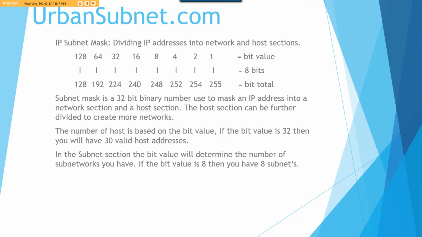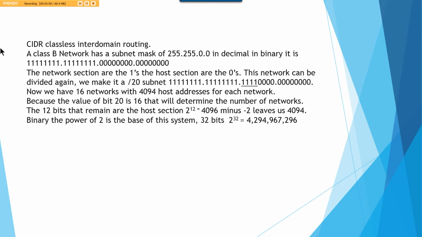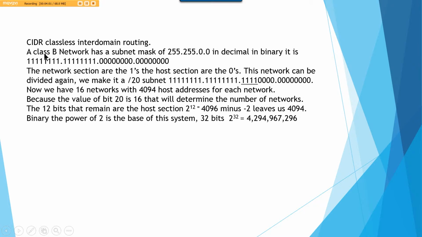Now, to show you that a little more clearly, when IP version 4 came out, the networks were very large, and they were based on that default subnet mask that we talked about earlier. So what they did is they developed classless interdomain routing, which is a system that is used to subdivide the networks even further.